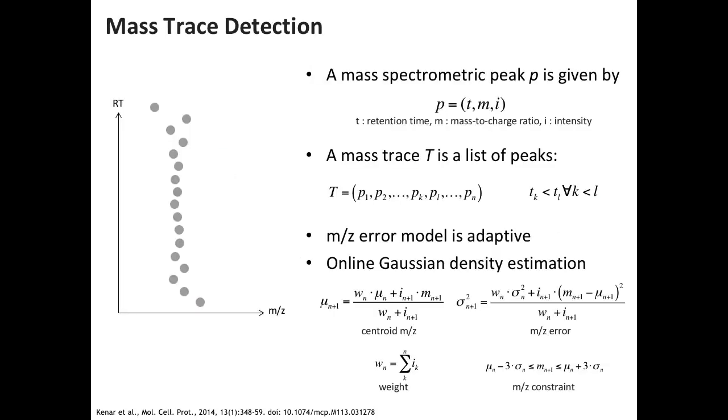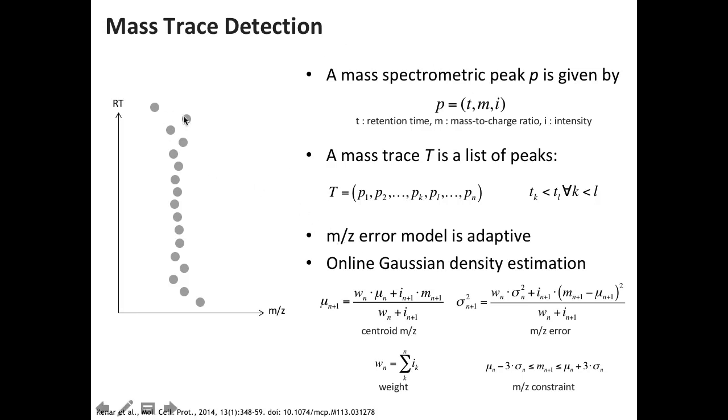That's actually the most interesting part of this algorithm in a way. We define first of all a peak. P is a triple. It has a retention time, a mass to charge ratio, and an intensity. And the mass trace T is now just a list of these peaks. These peaks should have similar mass to charge ratios, but not identical, due to the measurement error that we have. And of course, these mass traces should be ordered peaks. They should not be all over the place, but they should actually be in contiguous retention time slices.